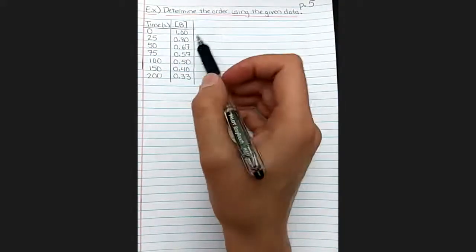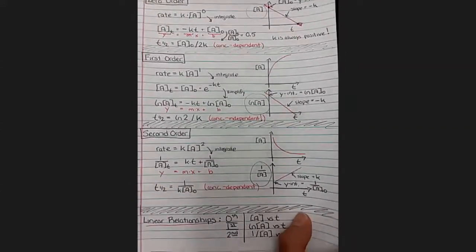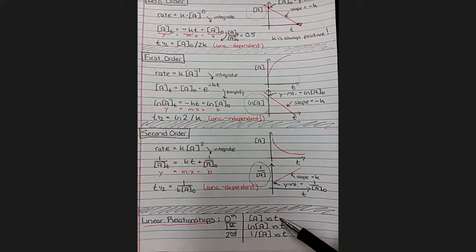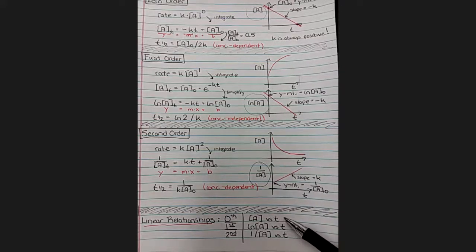So here's the data set. Please take a second to write this down. We want to find the order of the reaction using this data. So this looks kind of empty and looming, but remember what we know. We know that we can find an order based on the linear relationship. So we're trying to figure out whether concentration versus time is a linear relationship, and if that doesn't work, because that's the easy one, we can check natural log of concentration versus time and 1 over concentration versus time.